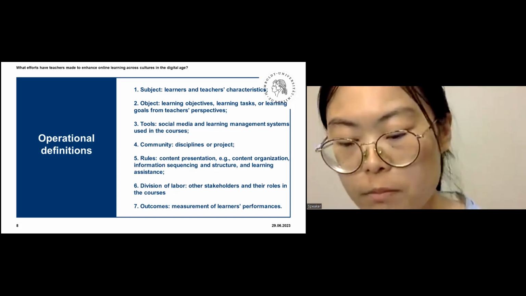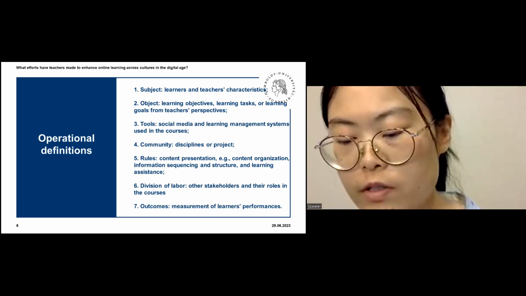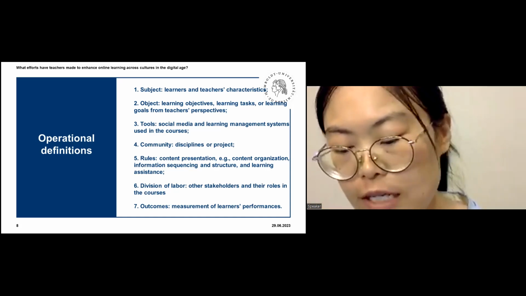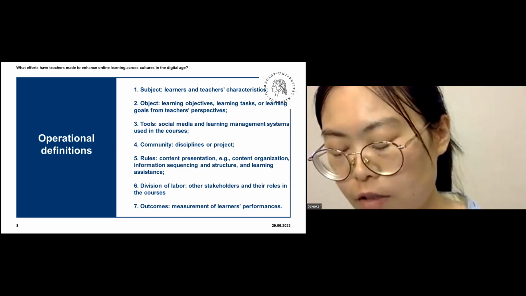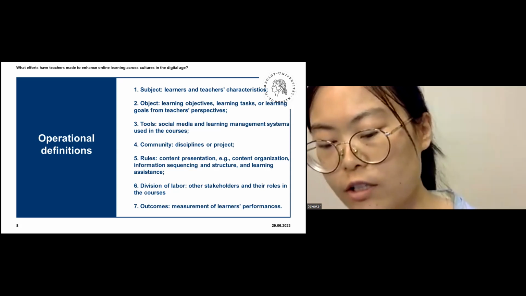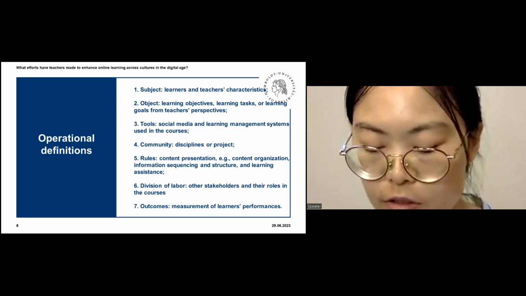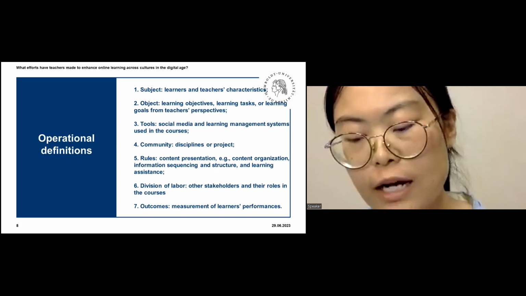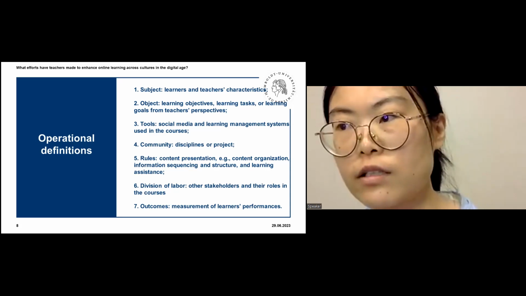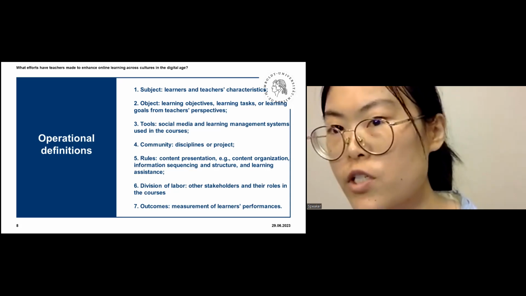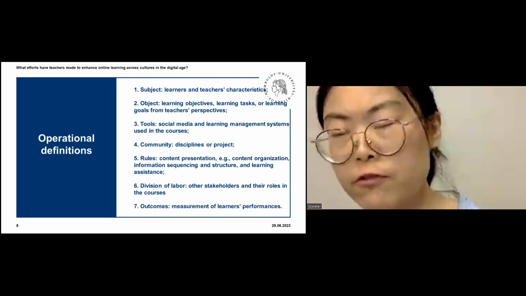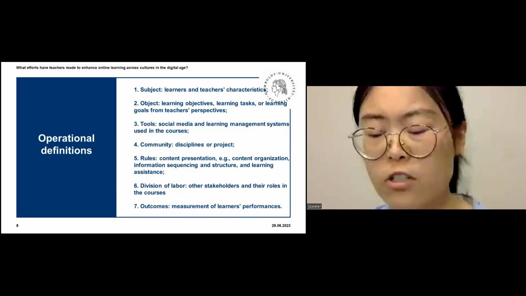The fourth is about community. In this article, it's about the displays of projects. And the fifth thing is about rules. It's about content presentation, like content organization, information screening, and structure in learning assistance. And sixth is about division of labor: what are the stakeholders and their roles in the courses, like whether the local community is involved in these courses.